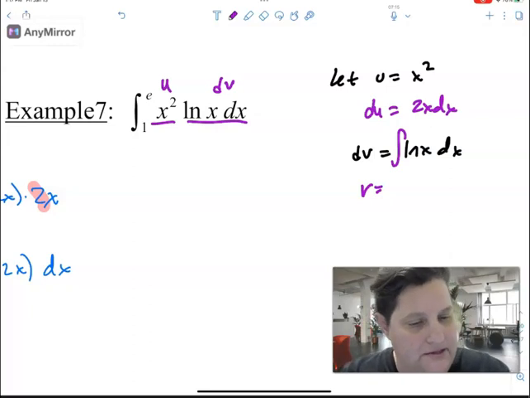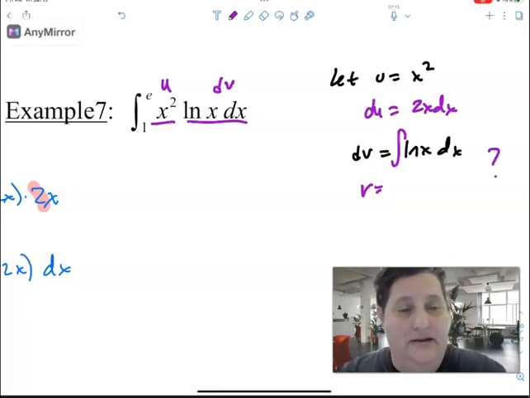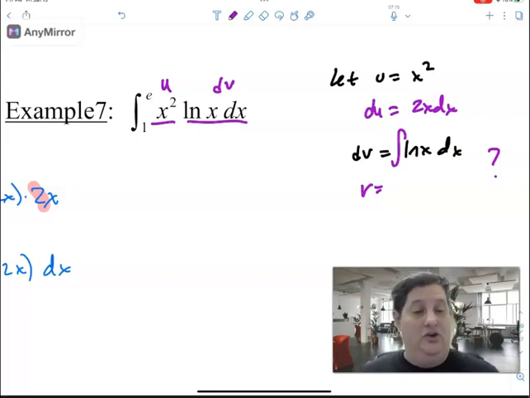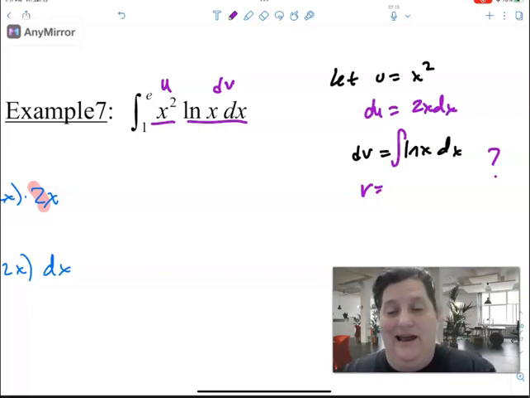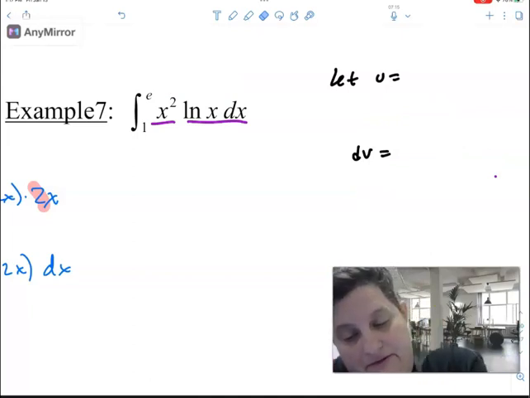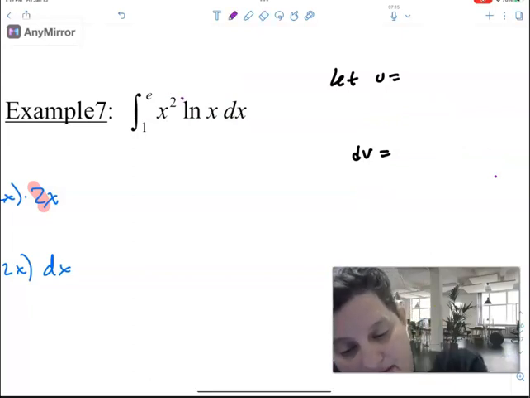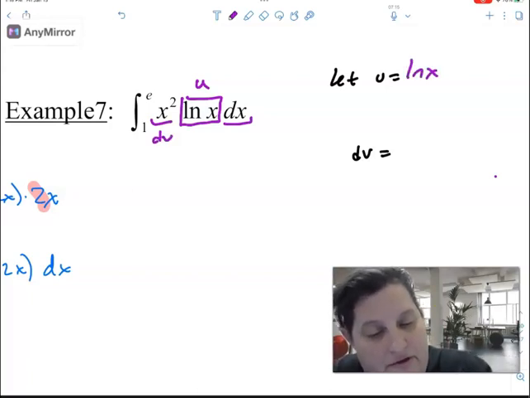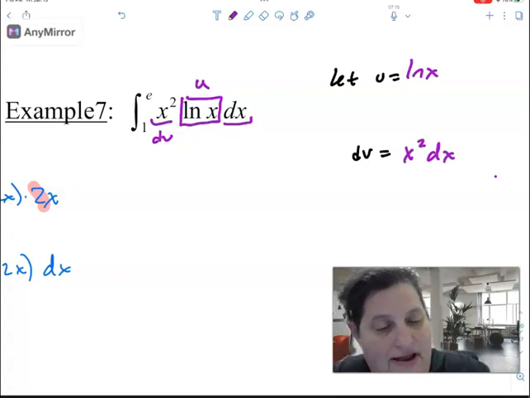Oh, wait a minute. I can't take the integral of ln. I can take the derivative of it, but we don't actually have an integral of ln. So it was following this pattern where the x was always the u, but it's not now. It doesn't actually work that way. So if this isn't going to work, then let's try something else, where this is u, and this is dv. So now u is ln of x, and dv is x squared dx, and let's see if that works, because it wasn't going to work before.